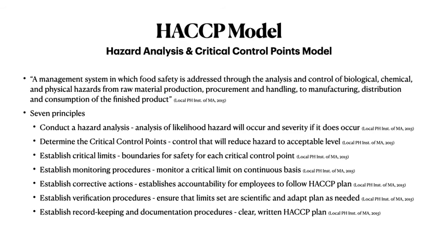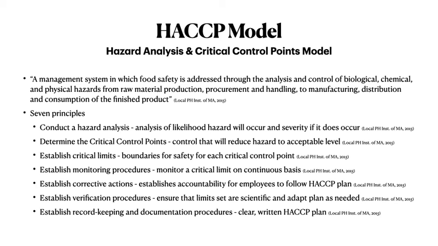The HACCP model stands for Hazard Analysis and Critical Control Points Model. The local Public Health Institute of Massachusetts defines it as this: a management system in which food safety is addressed through the analysis and control of biological, chemical, and physical hazards from raw material production, procurement, and handling to manufacturing, distribution, and consumption of the finished product. There are 7 main principles of the HACCP model.